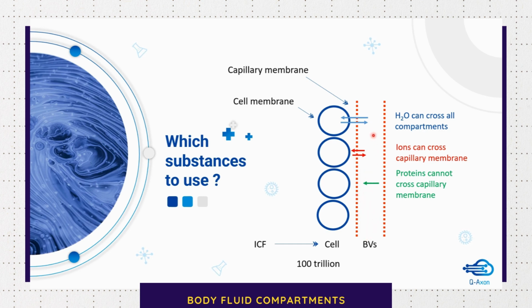Why are we talking from the point of blood vessels? Because whatever substance we use, we have to inject into the blood vessel. So from the blood vessel, if we inject, water can cross anywhere, ions can cross into the interstitial space and back and forth, but not into the intracellular fluid, and proteins cannot cross the capillary membrane. So they will remain in the blood vessels only. So let us see which are these substances.